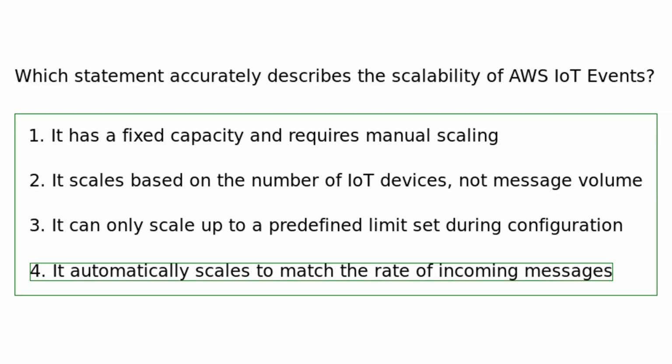AWS IoT Events is designed to automatically scale to match the rate of incoming messages. This means it can handle varying loads without requiring manual intervention, ensuring that your event detection and response capabilities grow with your IoT data volume.